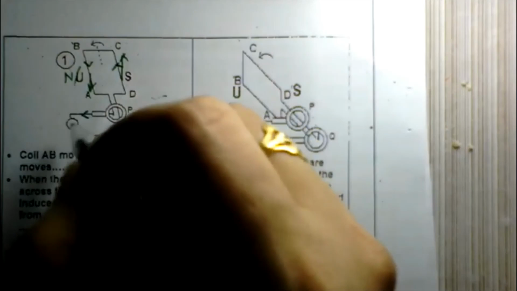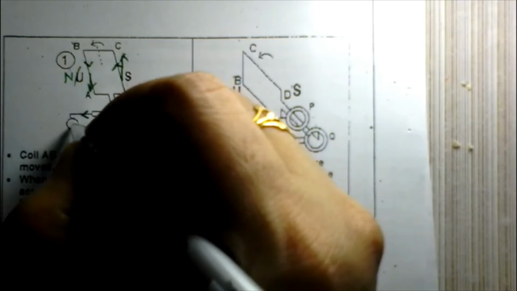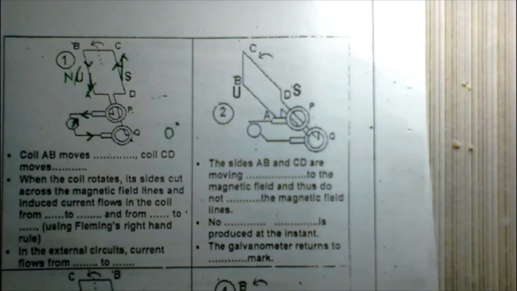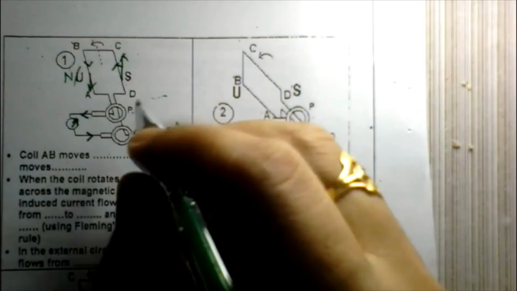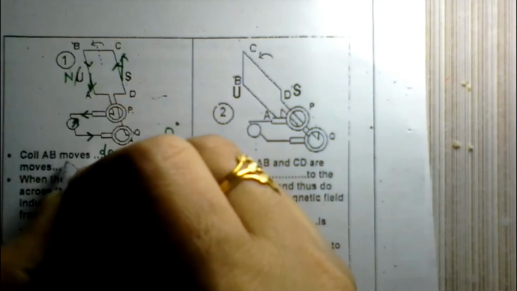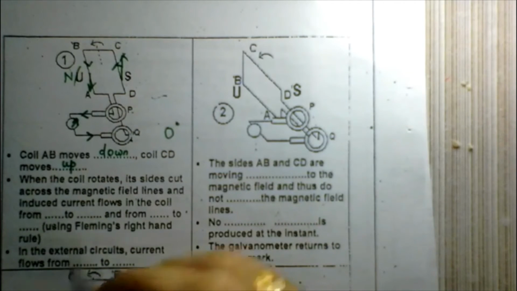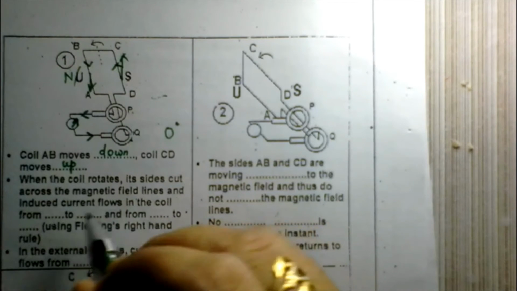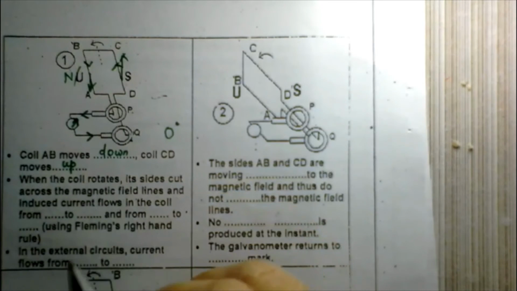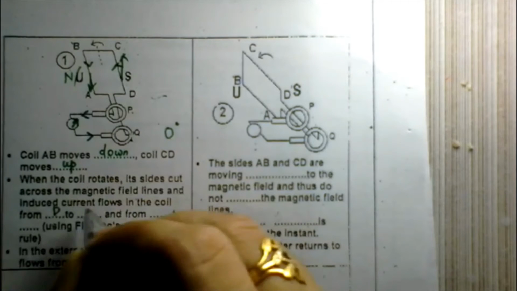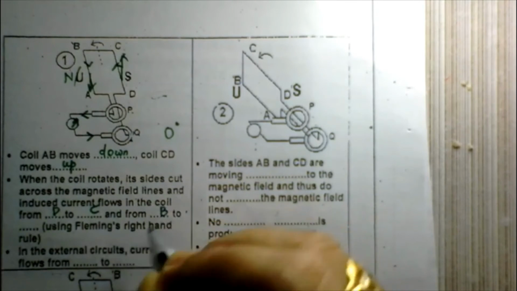So from P to Q, we look at this side, it will rotate to the right. Okay, to the right. Yeah? So coil AB moves downward. Down is okay, no? And CD moves up. When the coil rotates, its sides cut across magnetic field lines and induced current flows in the coil from which direction? D to C, B to A. Okay. D to C, B to A.